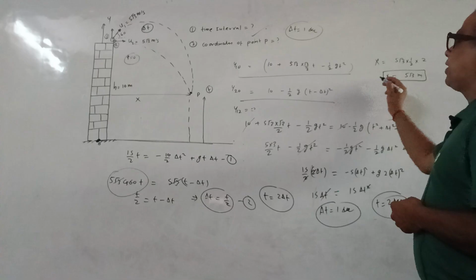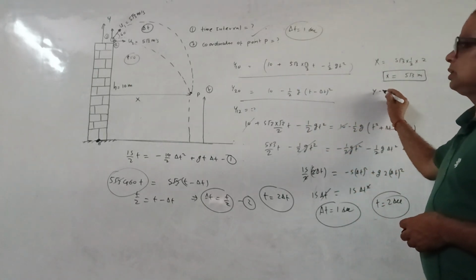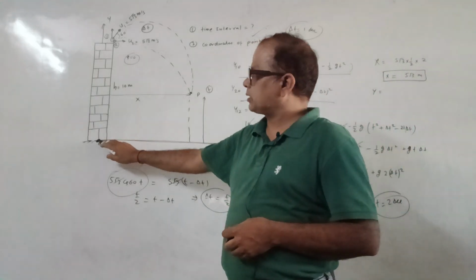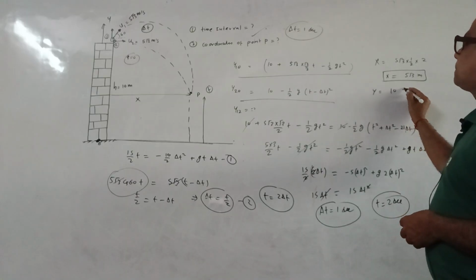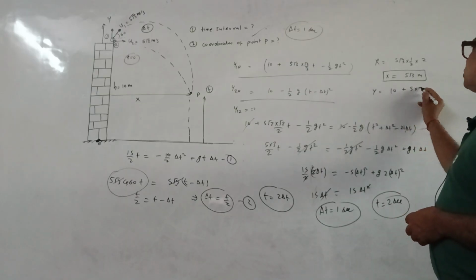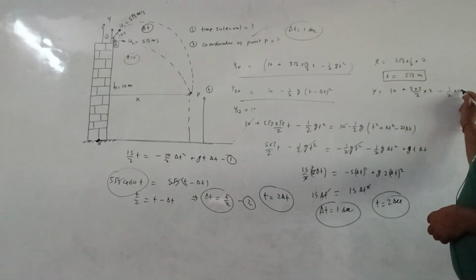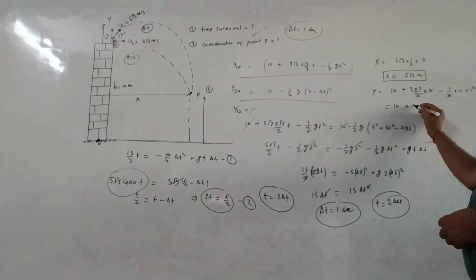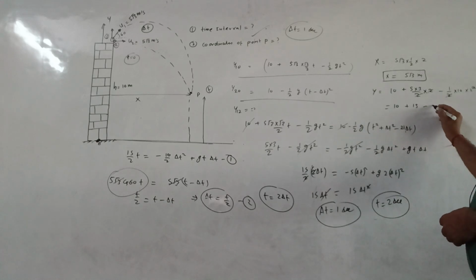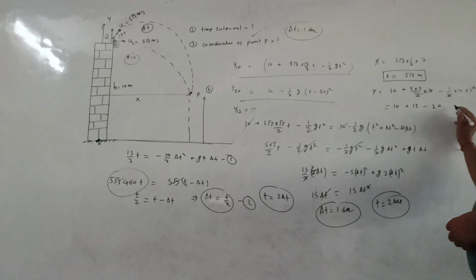And how can we find the y coordinate? By putting this t in this expression. Because we are taking reference with respect to the ground position, y will be 10 plus 5 root 3, that is 5 into 3 by 2, and t is 2, minus half, g is 10 and 2 square is 4. So 2 will cancel and 2 will cancel. So 10 plus 15 minus 20, that is 25 minus 20, that is 5 meter.